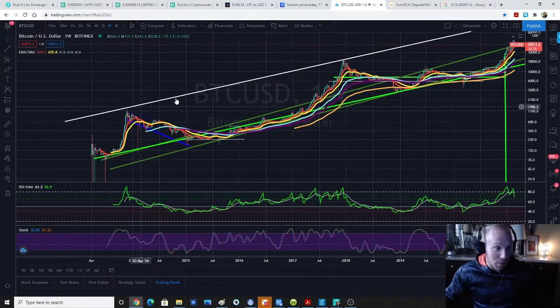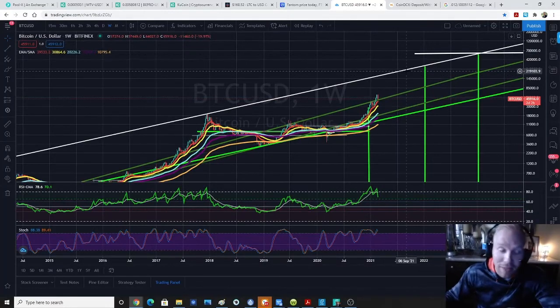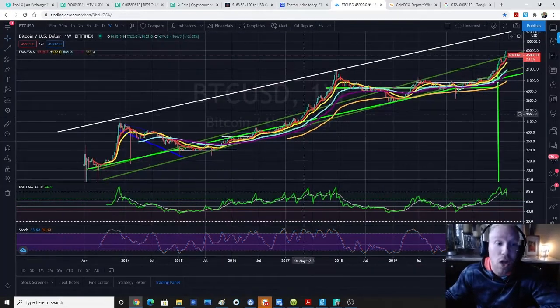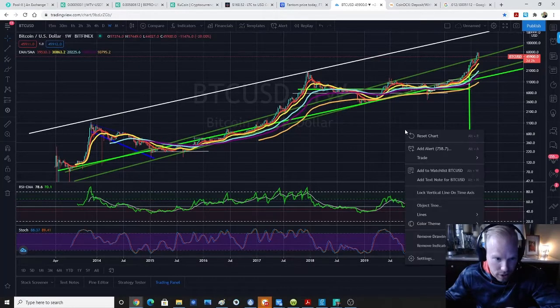Because when has it been above the white line? Do you see a time? No, I don't either. If it does go above the white line, so this is logarithmic. I forgot to say it. Logarithmic chart. So to change it, you right click.